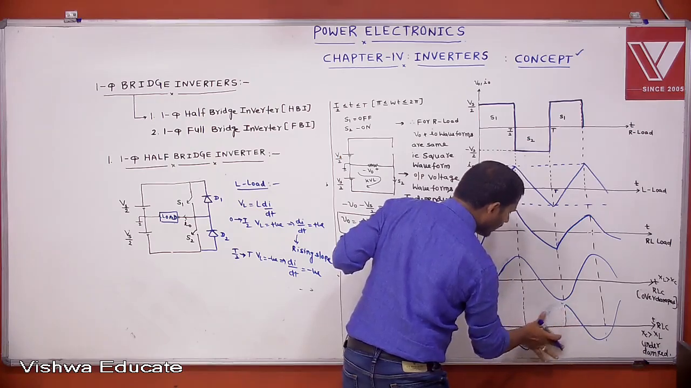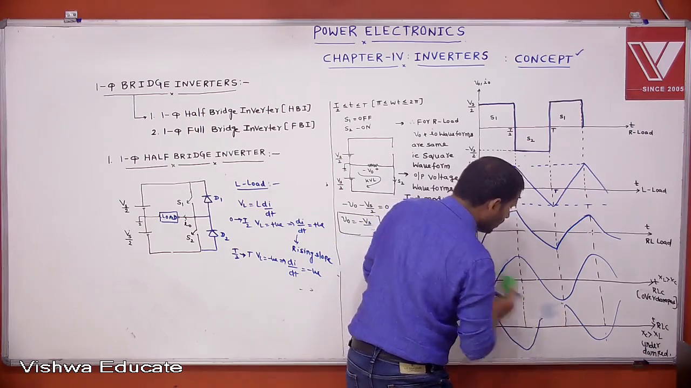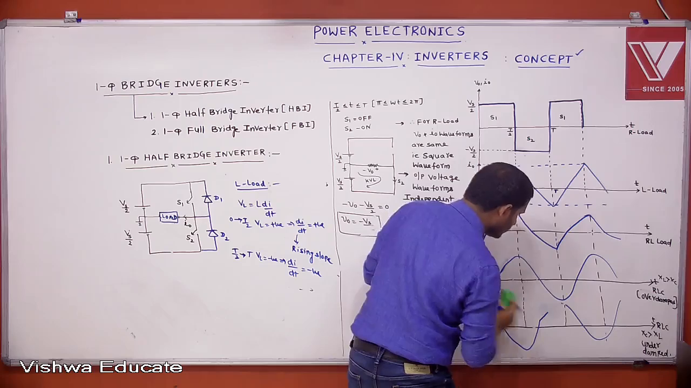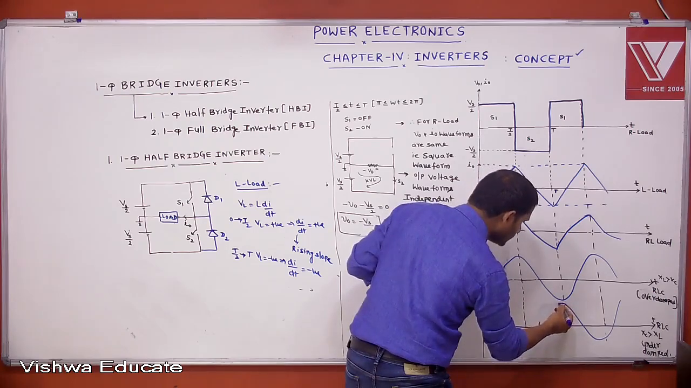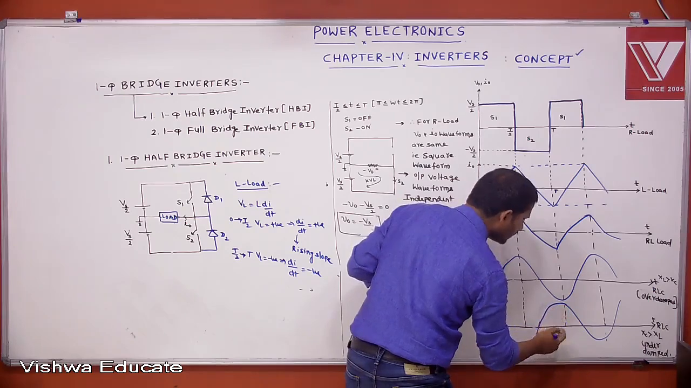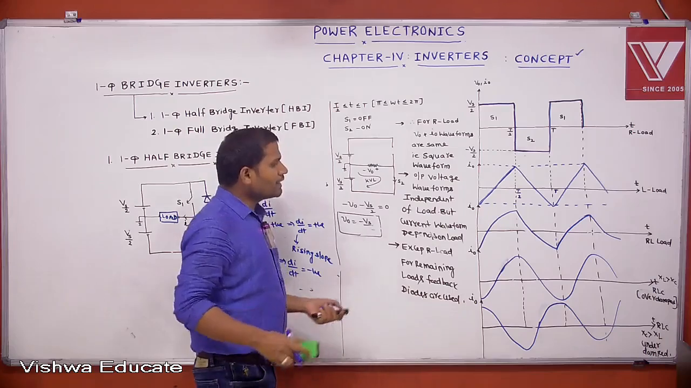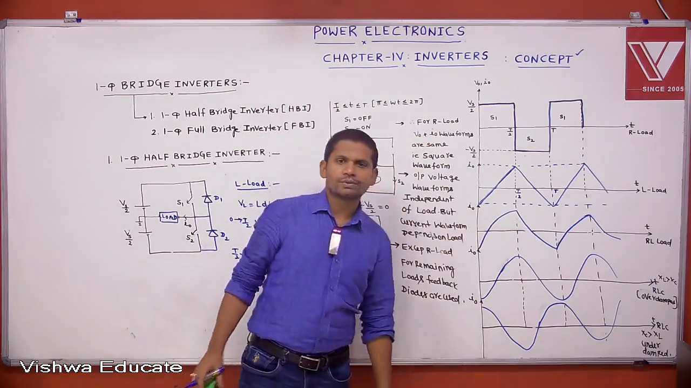Here we are not drawing exact waveforms. Approximately we are drawing this. But it is sinusoidal, because of RLC it is a sinusoidal oscillation. Like this we are getting. These are the current waveforms in different loads.